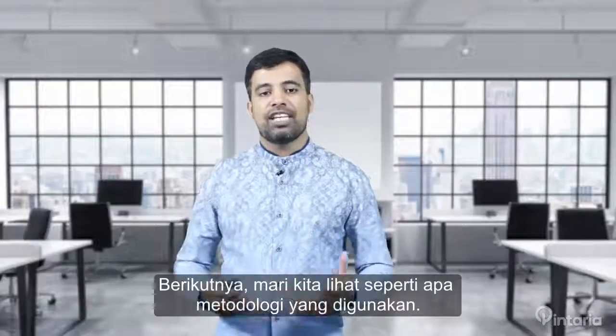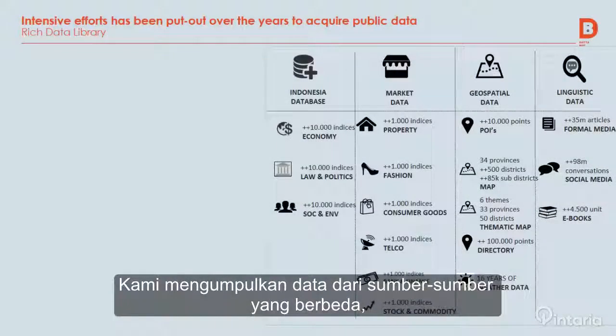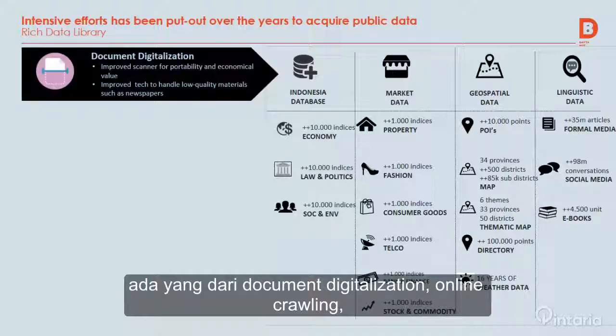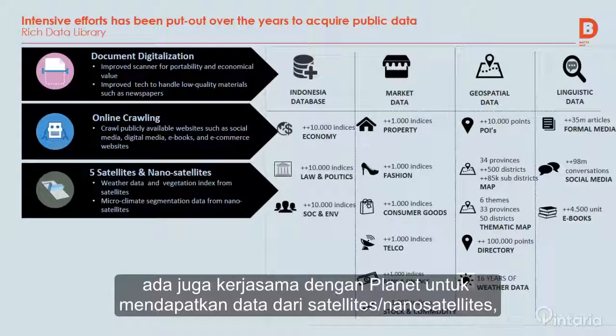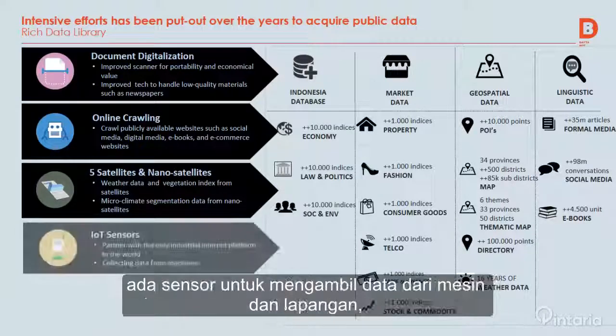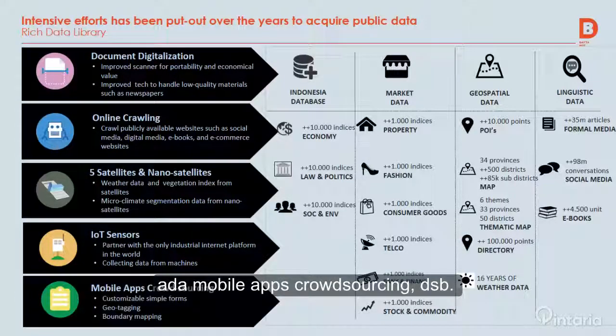Next, let us see how the methodology works. Right now at Dattabot, we have collected data from different sources. We do document digitalization. We do online crawling to get the data from legal sources. We have partnered with a company called Planet to get the data from nanosatellites. And then we have sensors deployed to actually capture the data from machines, the data from the field. And finally, we have mobile apps crowdsourcing, through which we get data.